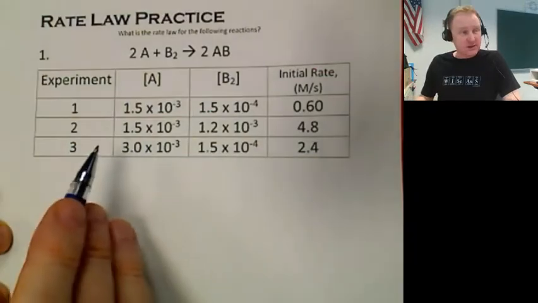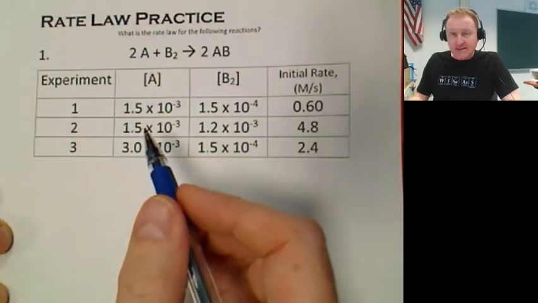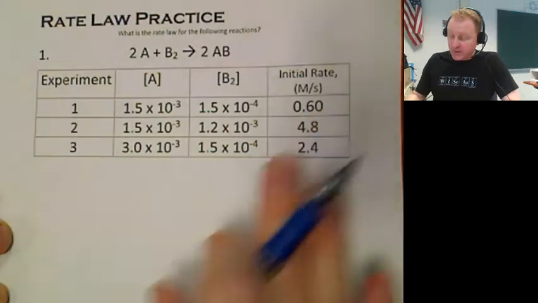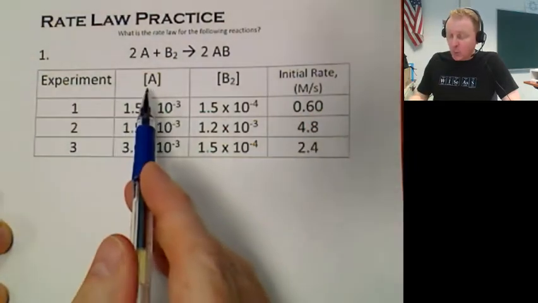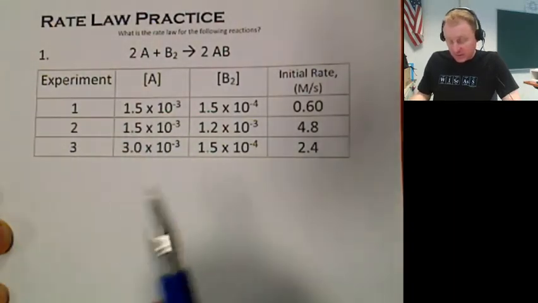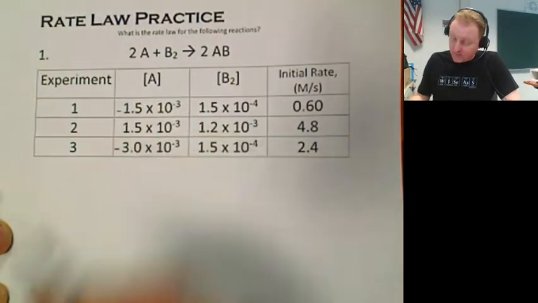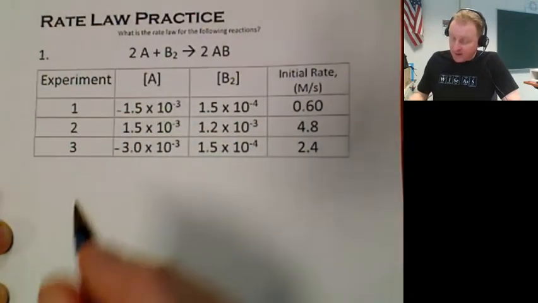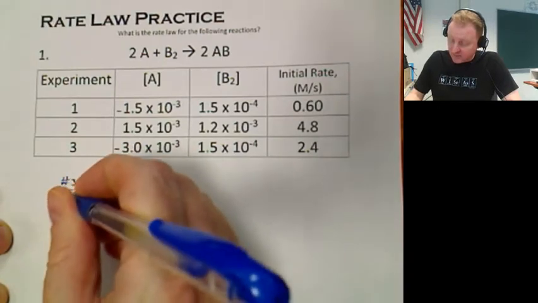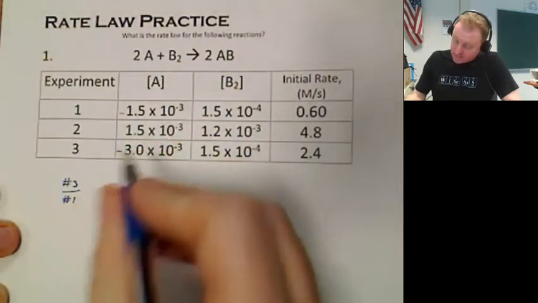So to solve this one, the first thing we're going to do in all these rate law questions is identify what different experiments we're going to use to determine the different orders of these different reactants. I would choose experiments 1 and 3 for concentration A. And I would do 3 on top because 3 is a larger number, 3 over 1.